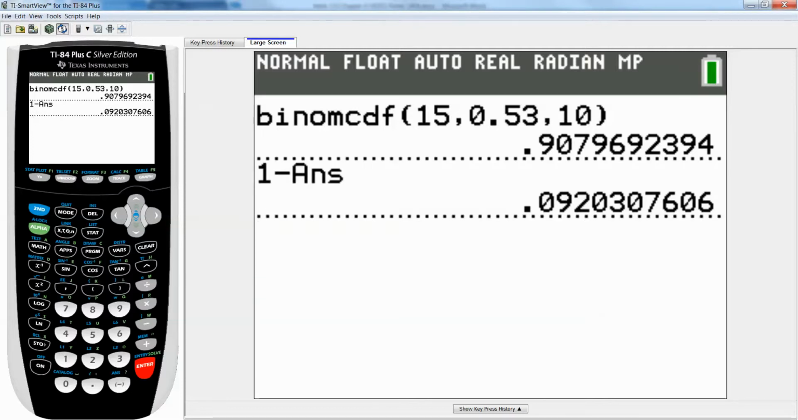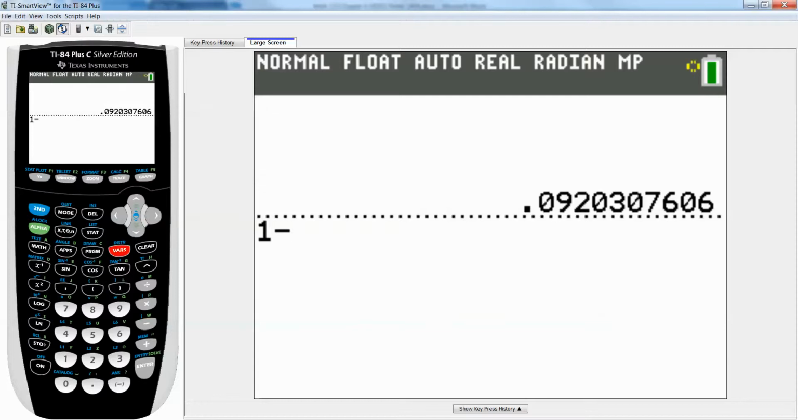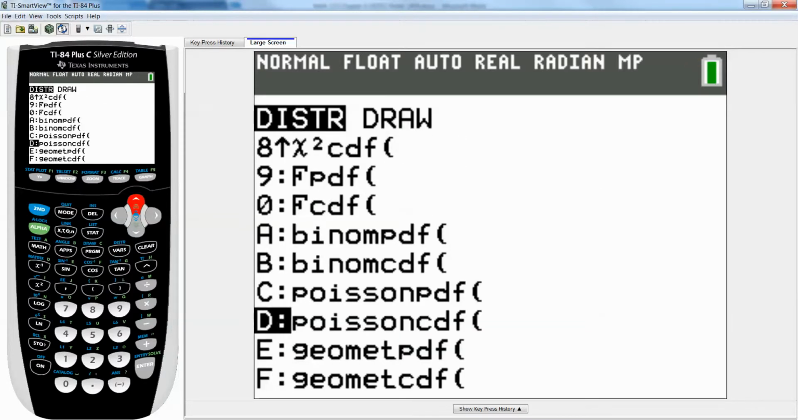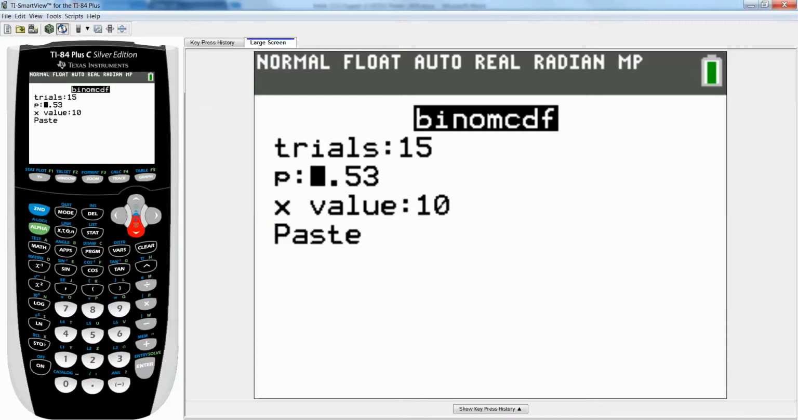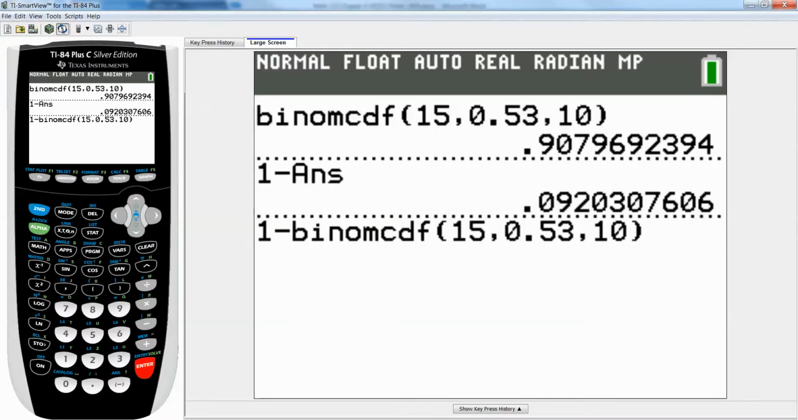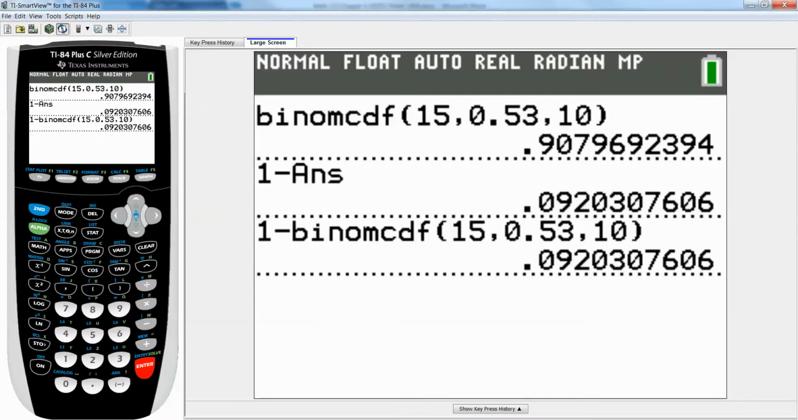Just on a side note, you can actually do this all at once. 1 minus, then I go to the binomial and grab the binomial distribution CDF. I say 15, all that stuff, paste. You can actually do it all in one fell swoop, rather than separating it into 2 separate parts if you so desire. And that would give you 0.0920.